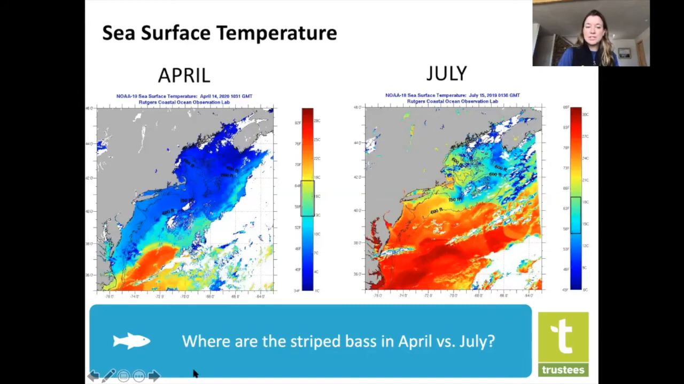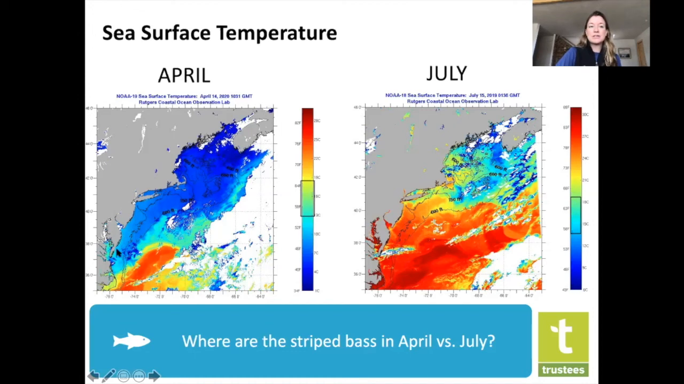So now I want to ask you, and let's look closely at these two maps. Where are the striped bass in April versus July? This is from April 14th, and I've put a black box here so we can keep in mind that range of the striped bass temperature preference, 55 to 65 degrees Fahrenheit or so. So we're looking for these colors, sort of a turquoisey getting to yellow color.